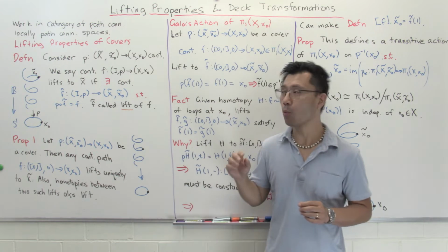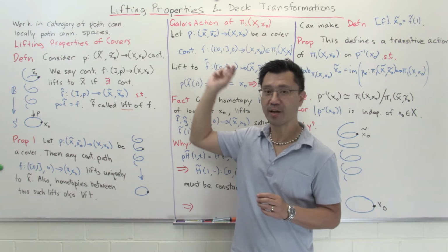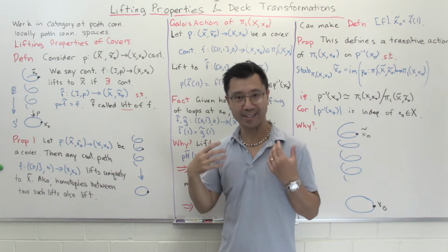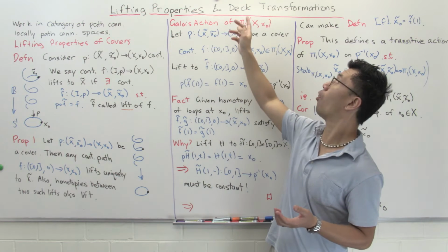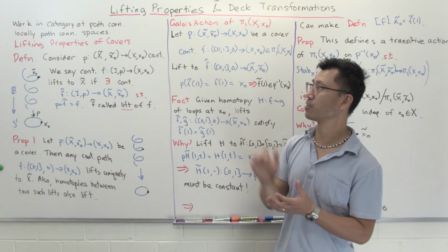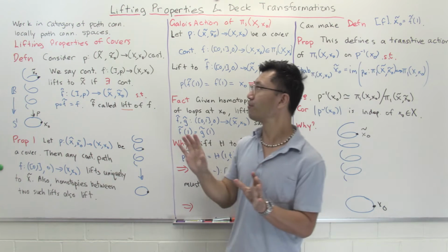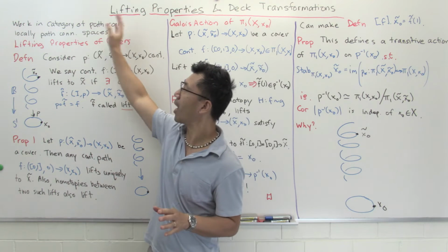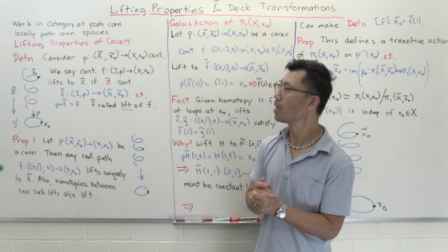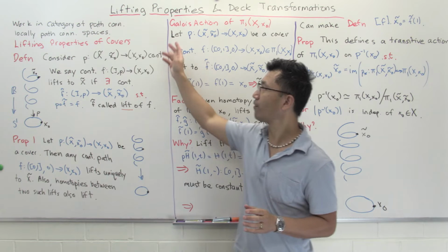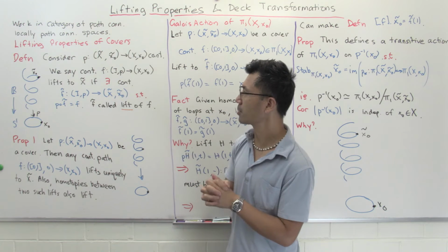In this video, I want to tell you how the fundamental group gives you a Galois action. The key to this is the lifting property for covers and the notion of deck transformations. So in this video, I want to work in the category of path-connected and locally path-connected spaces. Let's first look at the notion of lifting properties of covers.